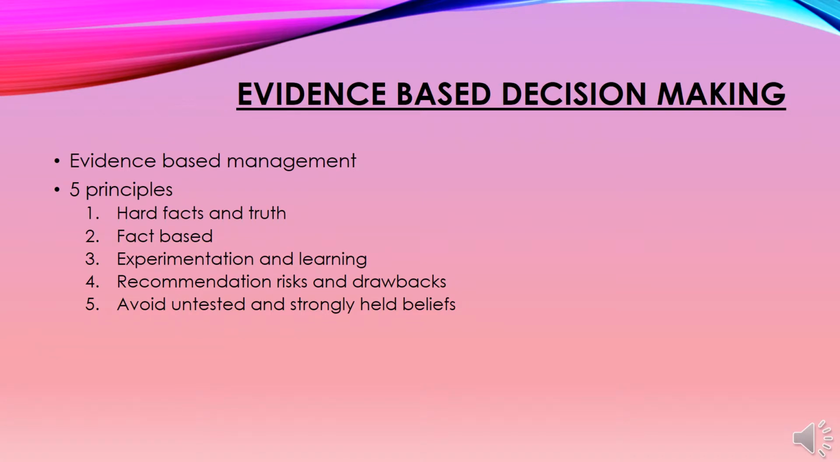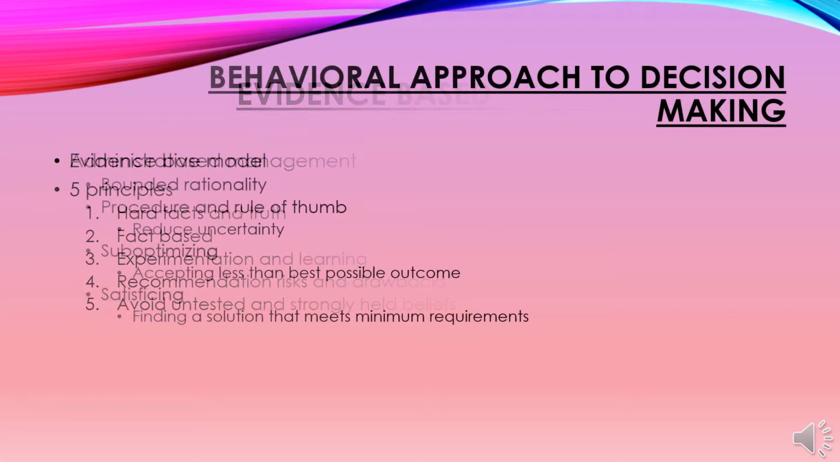Evidence-based decision-making identifies and utilizes the best theory and data available to make decisions, also known as evidence-based management. The use of 5 basic principles is encouraged: facing hard facts and building a culture encouraging truth, being committed to fact-based decision-making, encouraging experimentation and learning by doing, looking for risk and drawbacks and recommendations, and avoiding basing decisions on untested but strongly held beliefs.